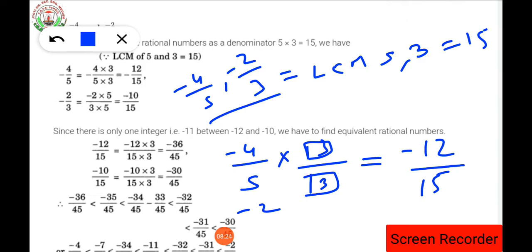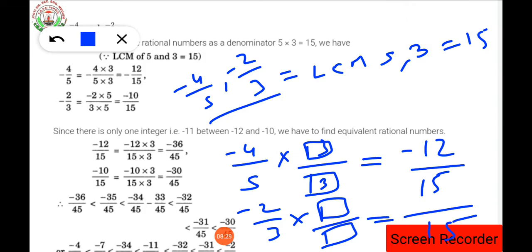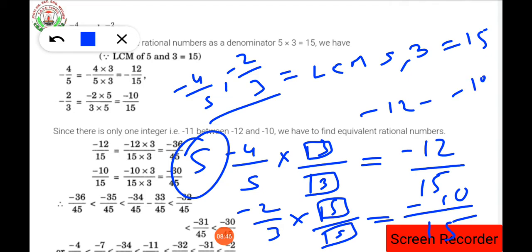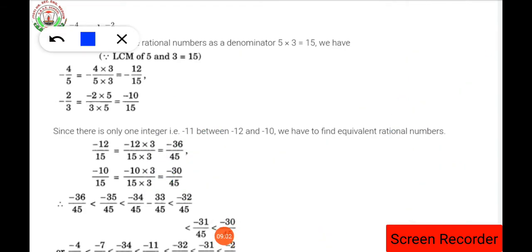In the same way, -2 by 3 will be multiplied and divided by which number to get the LCM 15? That is again 5, isn't it? So -2 into 5 will be -10. Now look, since in the question it is asked about 5 rational numbers and this -12 and -10, between these two numbers only one rational number is existing, isn't it? यहाँ पर सिर्फ एक rational number exist करेगा -12 -10 के बीच. So in such a condition, whatever number you are multiplying here, you have to increase that number. ओके, वो नंबर को बढ़ा देना है, बड़ा कर देना है.